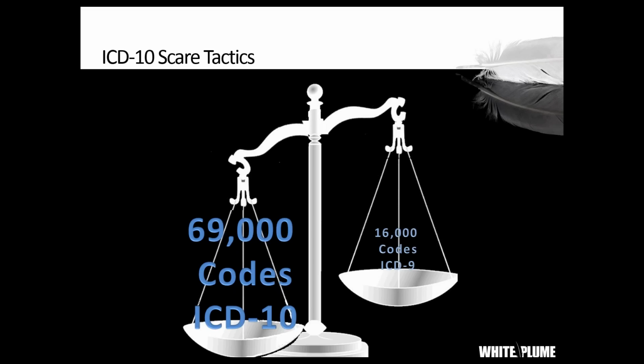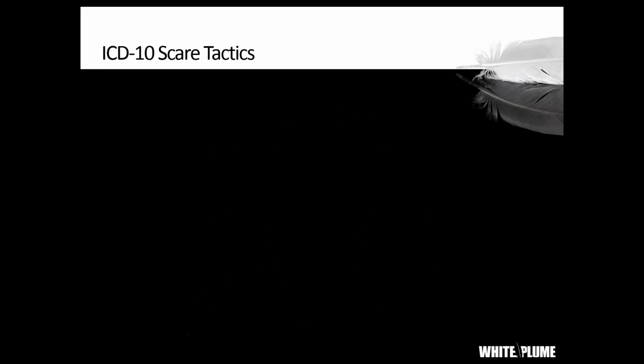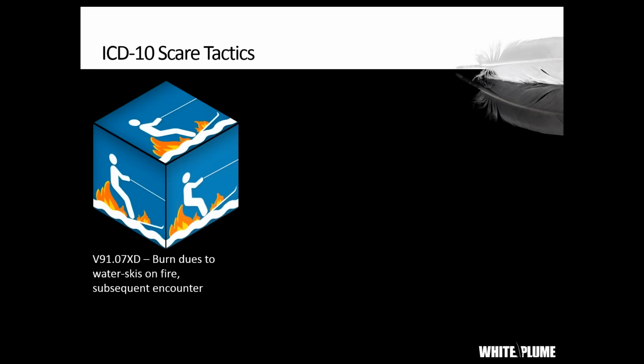You know, another thing that fearmongers like to talk about are some of the crazy, ridiculous codes in ICD-10. And they use these as examples to say ICD-10 is ridiculous. You could never do this successfully. The level of detail required is so unbelievable. You shouldn't even try, right? And probably the most infamous ICD-10 code that people like to make fun of is this one, V91.07XD. This flaming water skis encounter.